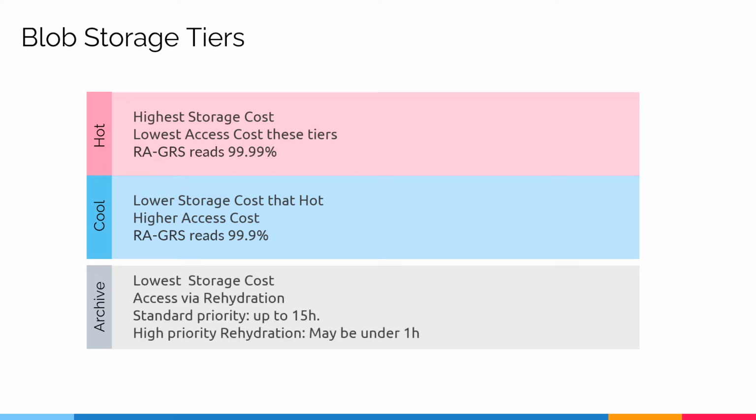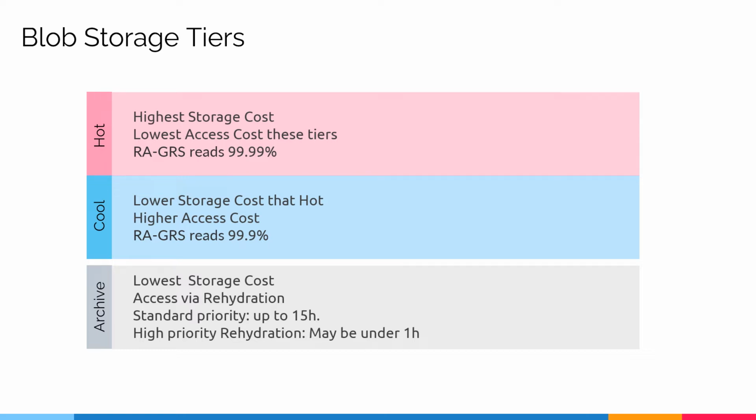Finally, we have the archive tier. This has the lowest storage cost of the 3 tiers and is designed for long-term storage. However, if we want to access the files in the archive tier, we first need to rehydrate them by moving them back into either the cool or the hot tier.